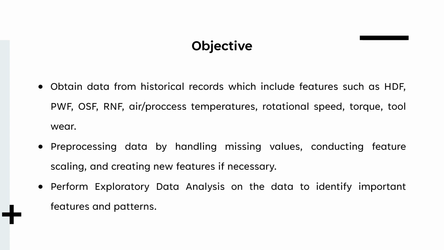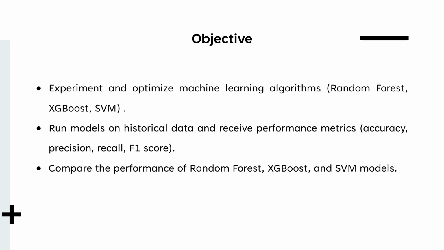Also, after this, we'll perform exploratory data analysis on the data to identify important features and patterns. We will experiment and optimize machine learning algorithms like the random forest, XGBoost, and the support vector machine. We will run these models on historical data and receive performance metrics like the accuracy, precision, recall, and the F1 score. Then we'll compare the performance of these three models.